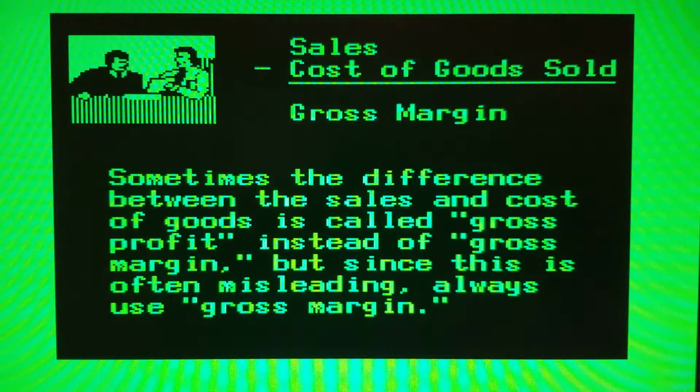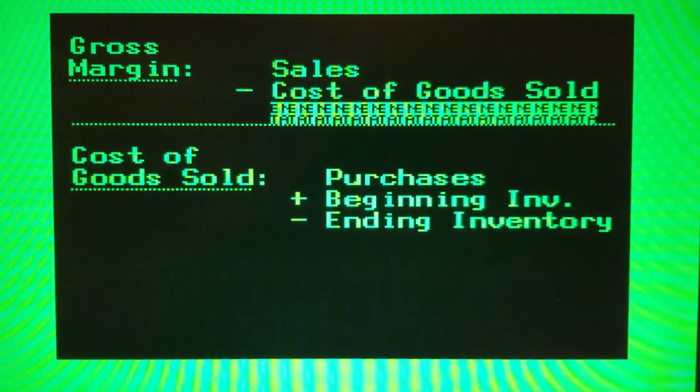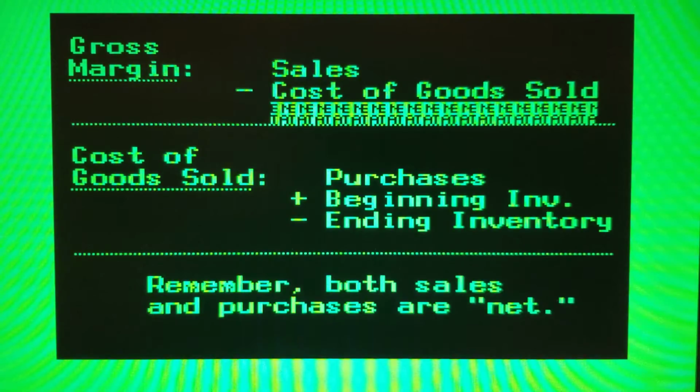Sometimes the difference between sales and cost of goods is called gross profit instead of gross margin, but since this is often misleading, always use gross margin. Don't forget, gross margin is the difference between sales and cost of goods sold. In turn, cost of goods sold is made up of purchases plus beginning inventory minus ending inventory. Also remember, both sales and purchases are net, or less any returns for credit.